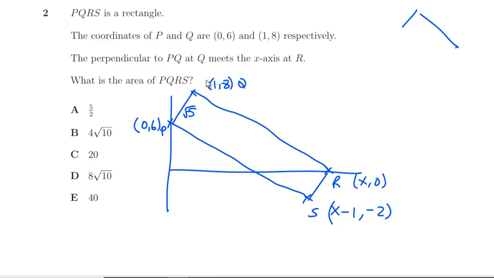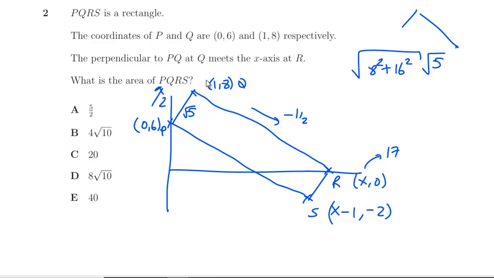Well, we know it's perpendicular. I've got a gradient of 2 going here. So I have a gradient of minus a half going there. So if I've dropped 8, I'll be going up 16. So x must be 17, not that I specifically need it, but I've got a 16 change and an 8 change. So I'm going to have 8 squared plus 16 squared, square rooted, times root 5. That's what I want as the answer, isn't it?